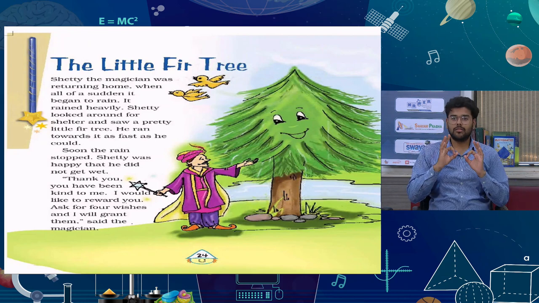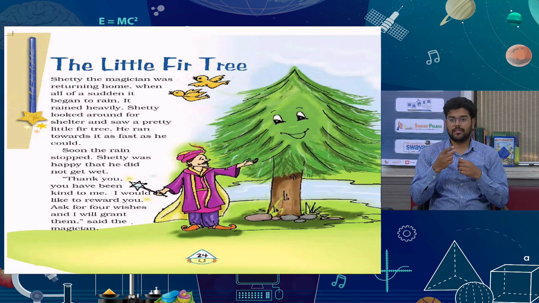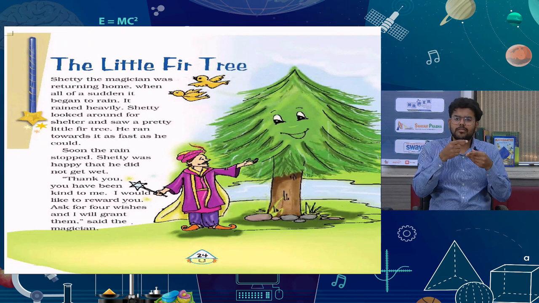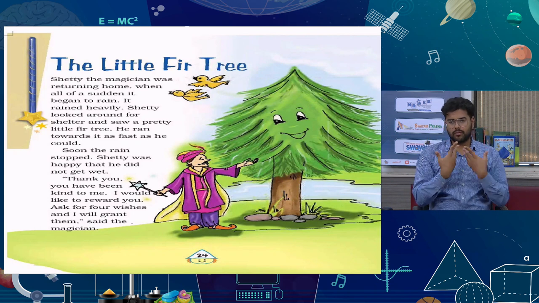Thank you, you have been kind to me. शेट्टी ने पेड़ को धन्यवाद दिया और ये भी बोला, I would like to reward you. मैं तुम्हें कुछ देना चाहता हूँ इसके बदले में. Ask for four wishes and I will grant them, said the magician. जादूगर ने फर ट्री को बोला कि तुमको जो भी चाहिए तुम मेरे से चार विश मांगो और मैं जादू से तुम्हें वो विश दिलवा दूंगा.